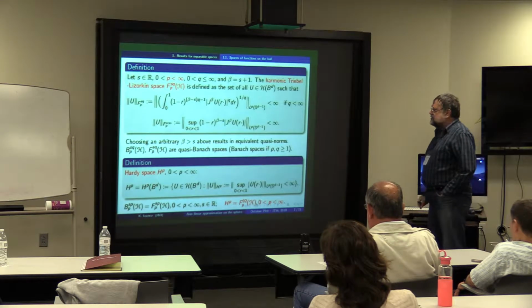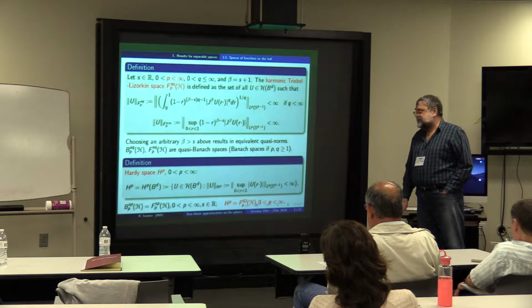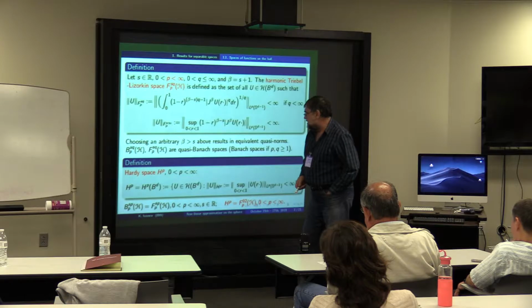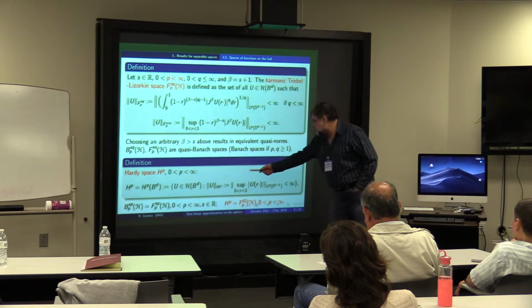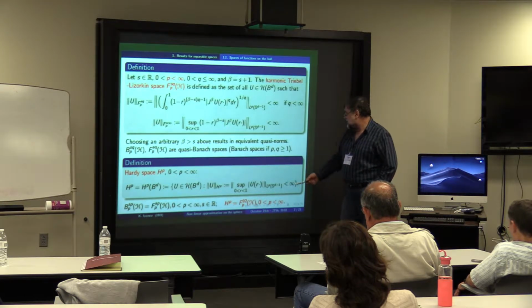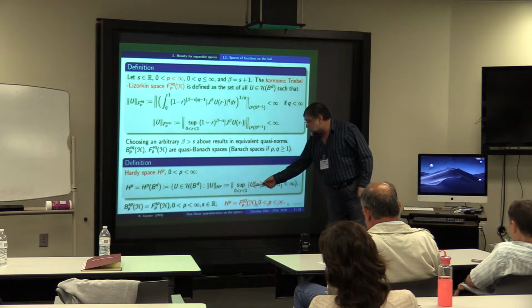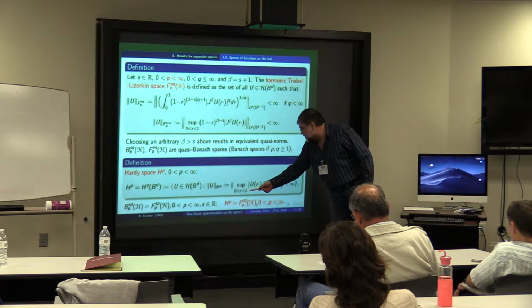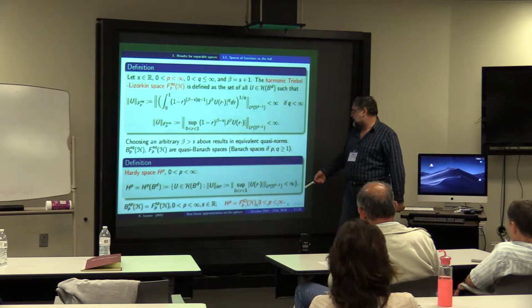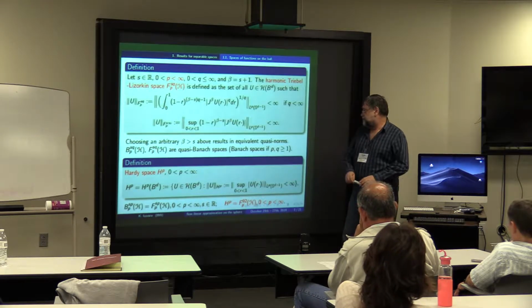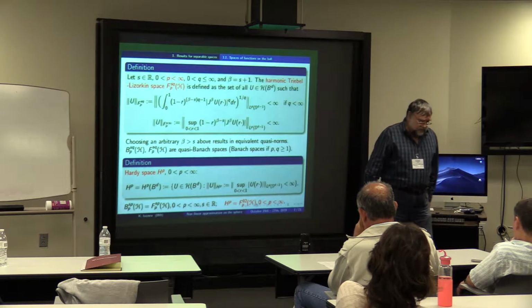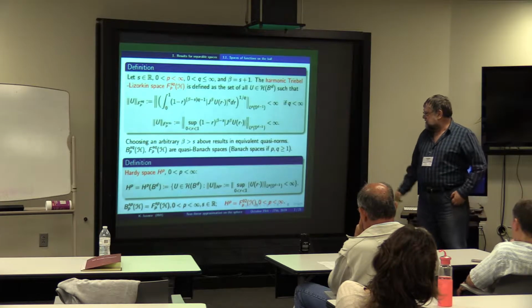And finally, the space where we are going to do approximation, Hardy space, H P for P between 0 and infinity, is defined with this expression here. Inside the P norm, an LP norm on the sphere, you have the radial maximal function of the function u. You take the supremum over r between 0 and 1 inside, and after that take the LP norm on the sphere.